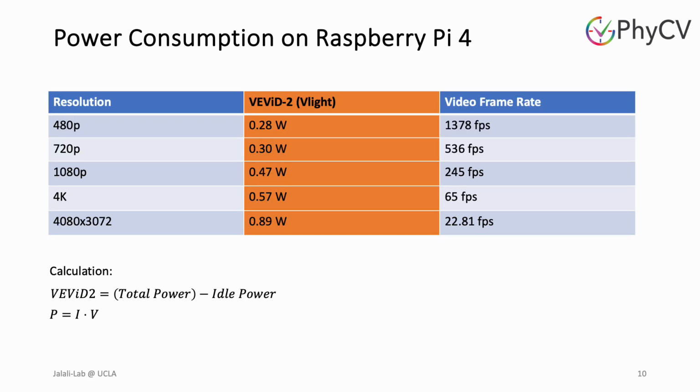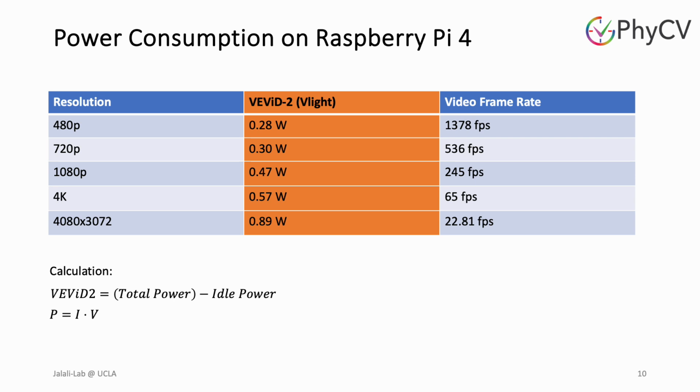To measure Vivid 2's power efficiency, we conducted a benchmark on the Raspberry Pi 4 using a methodical approach. We first established baseline power consumption by measuring the idle Raspberry Pi voltage and current, calculating power by multiplying voltage and current. Next, we ran Vivid 2 on a static image repeatedly at various resolutions while measuring total system power. The algorithm's isolated power consumption was determined by subtracting the idle baseline from these measurements. Our results demonstrate exceptional efficiency across all tested resolutions.